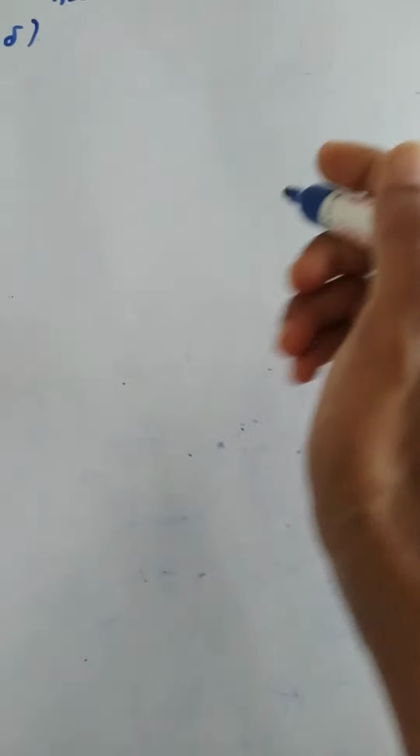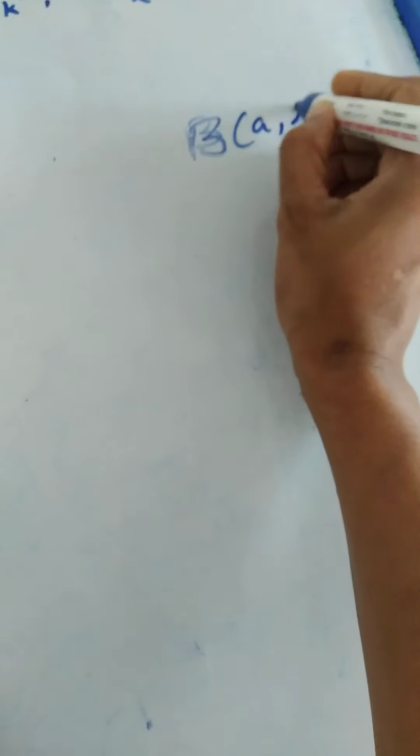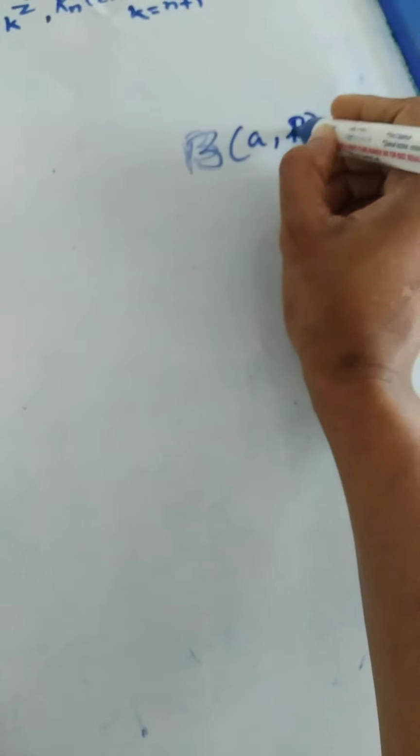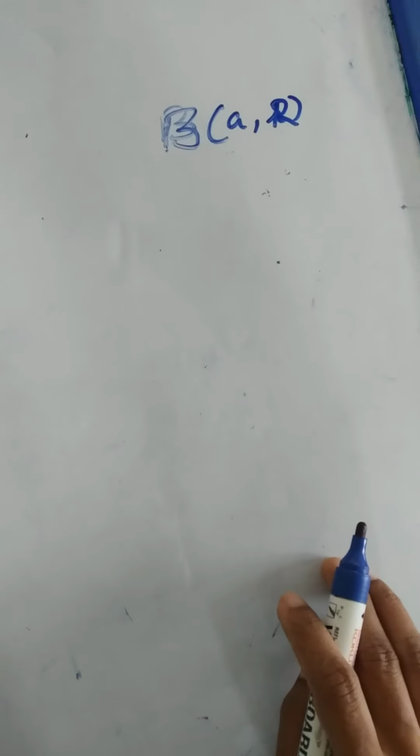F is infinitely differentiable on B(a, R), open ball F is infinitely differentiable on B(a, R). What does B(a, R) mean? It is an open ball with a center at a and a radius capital letter R.